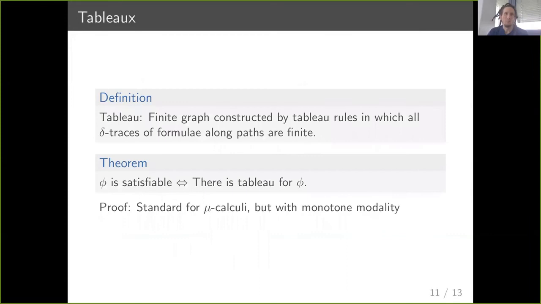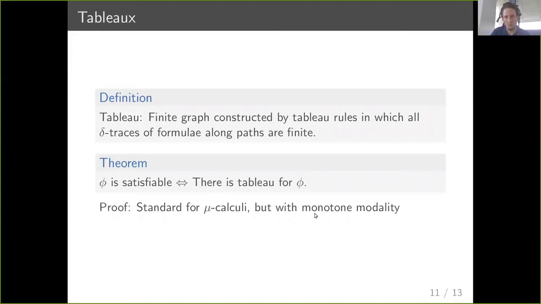Then we can now define what tableaux are. They are just finite graphs constructed using tableau rules. So the nodes are labeled with sets of formulae, and the rules have to match these nodes, and then the transitions within the graph go from premise to conclusion of tableau rules. Crucially, all the traces of least fixed point formulae using this delta need to be finite within a tableau. So really, these fixed points need to be satisfied. Then it's a standard theorem to show that a formula is satisfiable if and only if there's a tableau for it. And well, this is really just a standard proof, but involving the monotone modality instead of the standard modality.